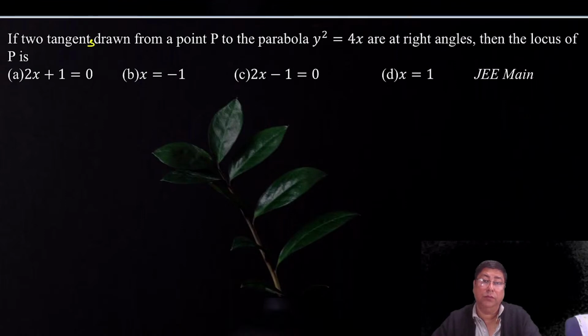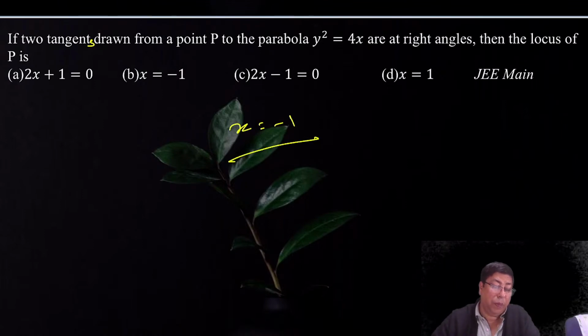What to do? If two tangents are drawn from the point P to the parabola y squared equal to 4x, then the locus of P. So the locus of the point is the directrix. So the directrix is x equal to -1. Sum is over. So it is coming x equal to -1.